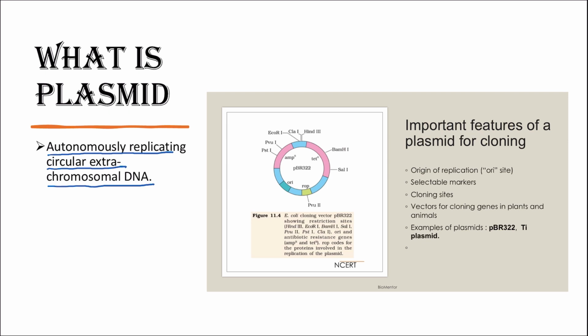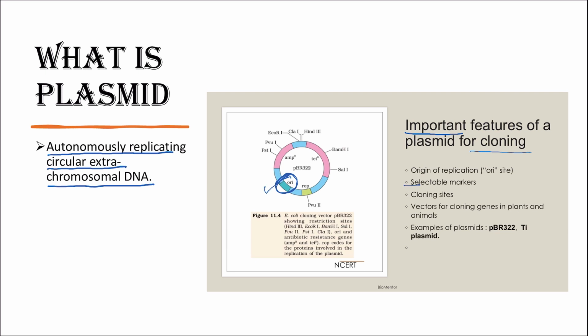So there are some important features of plasmid for cloning. What? ORI means origin of replication. This site is very important for any gene to start replication, and only when a gene replicates will it be produced in more numbers. So this is a very important DNA segment.